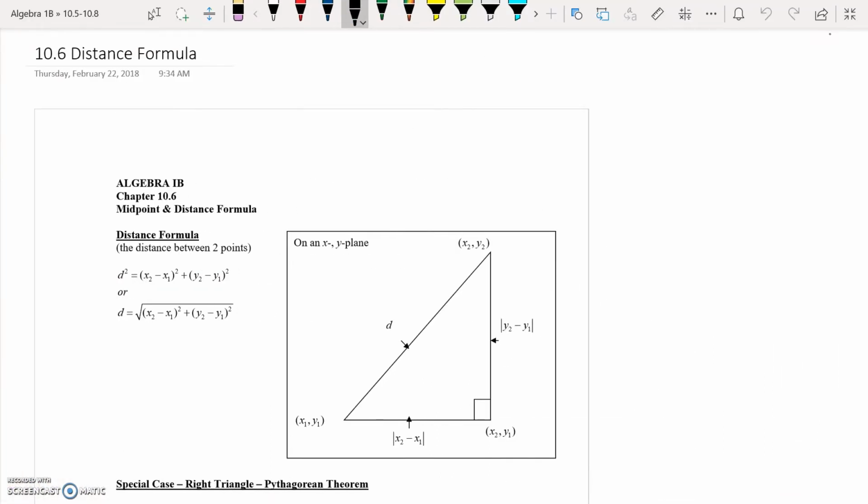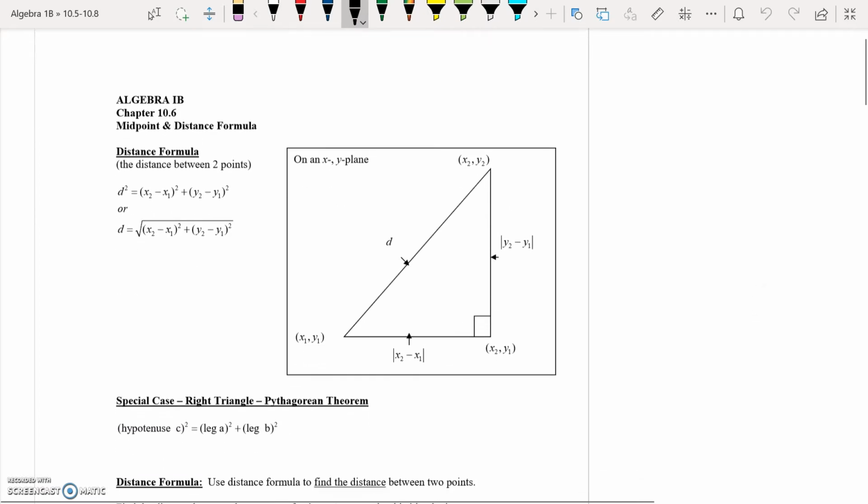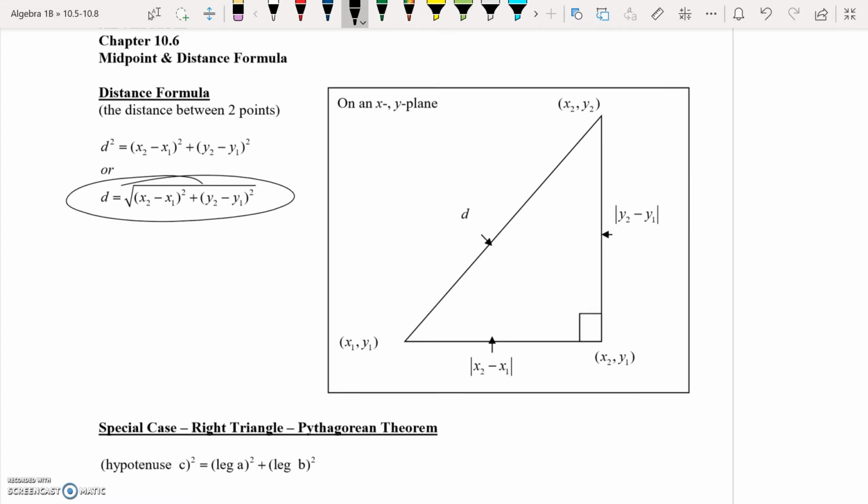This is Algebra 1B, looking at section 10.6, which is on the distance formula as well as midpoints. To begin with, when we are on a graph and we want to find the distance between 2 points, we can use this distance formula. Now, where did this formula come from?